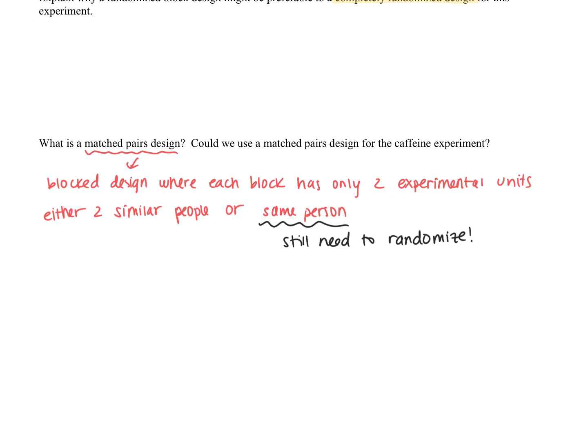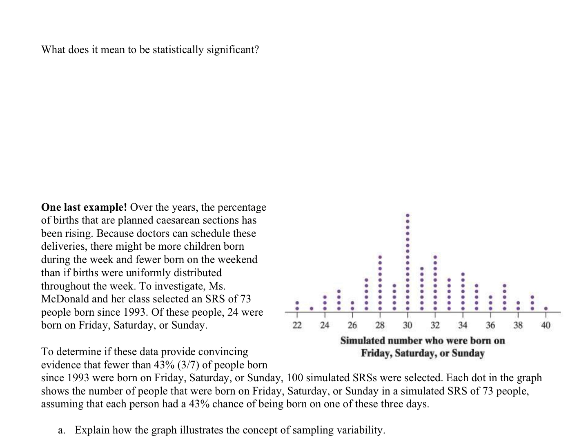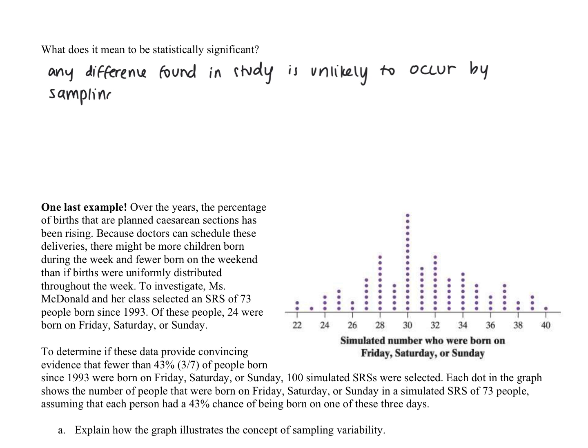We have two last things that I want to talk about, and then we are done with notes for the day. Okay. Last thing before our last example is this idea of statistically significant. What statistically significant means is that any difference found in our study is unlikely to occur by sampling variability.